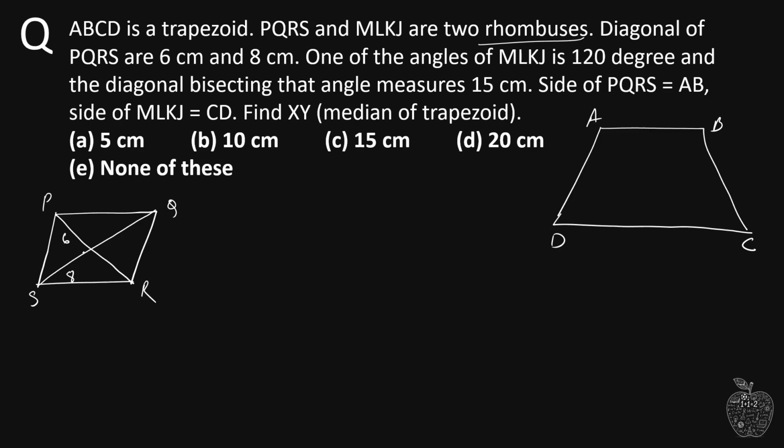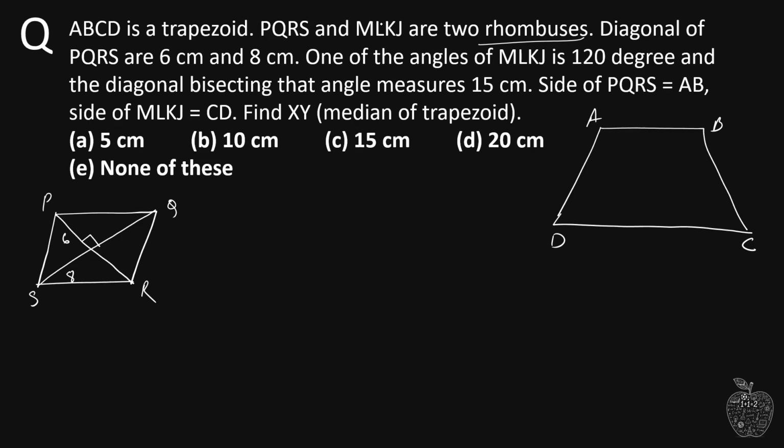One more property of a rhombus is that the two diagonals of a rhombus form a right angle triangle in the center. So this is one of the properties of a rhombus. You should remember this.